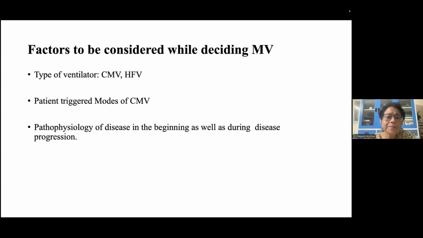because the pulmonary mechanics as well as the disease pathophysiology will vary. So the factors which need to be considered while deciding mechanical ventilation are the type of ventilator, whether we have facility for conventional mechanical ventilator, or we also have facility for high frequency ventilation. Then what are the patient triggered modes which are available if we are going for conventional mechanical ventilation. And also we have to think about the pathophysiology of the disease in the beginning of ventilation, as well as how the disease progresses or regresses, there will be changes in the pathophysiology which would also affect the pulmonary mechanics, and that needs to be kept in mind while continuing with the ventilation.